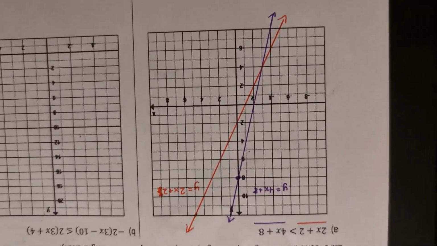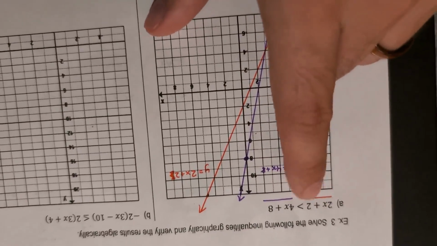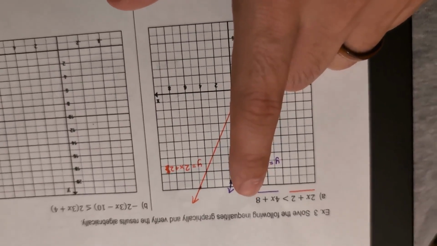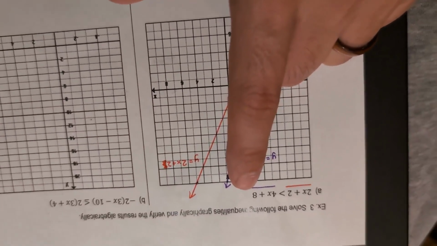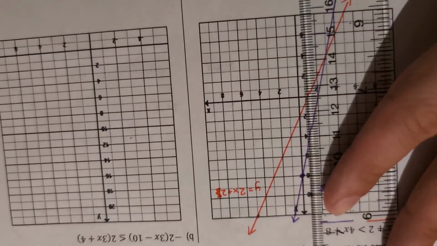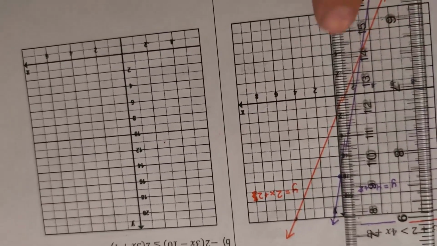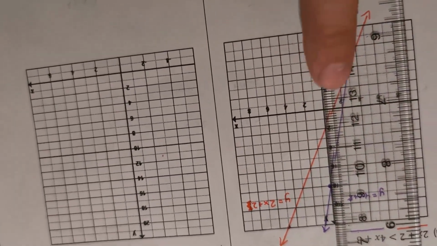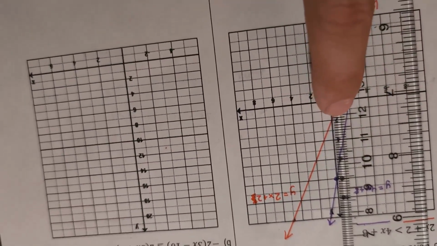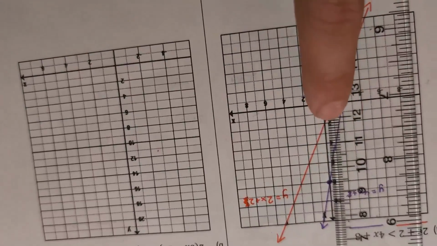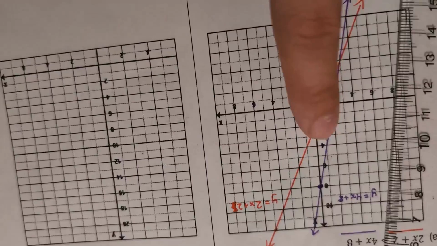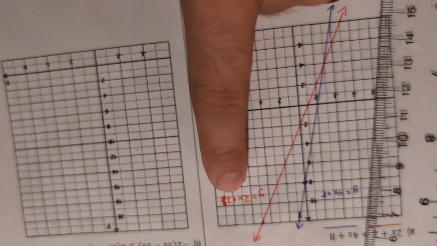So now, if we're trying to figure out where our red graph is greater than our purple graph, we have to look at the same x values. So we have to look vertically. If we look up and down a straight line, we want to see which one's above. Is it the red graph or the purple graph? Right here, if I look straight up this line, purple's above red. So that means that my y equals 4x plus 8 is above my y equals 2x plus 2.